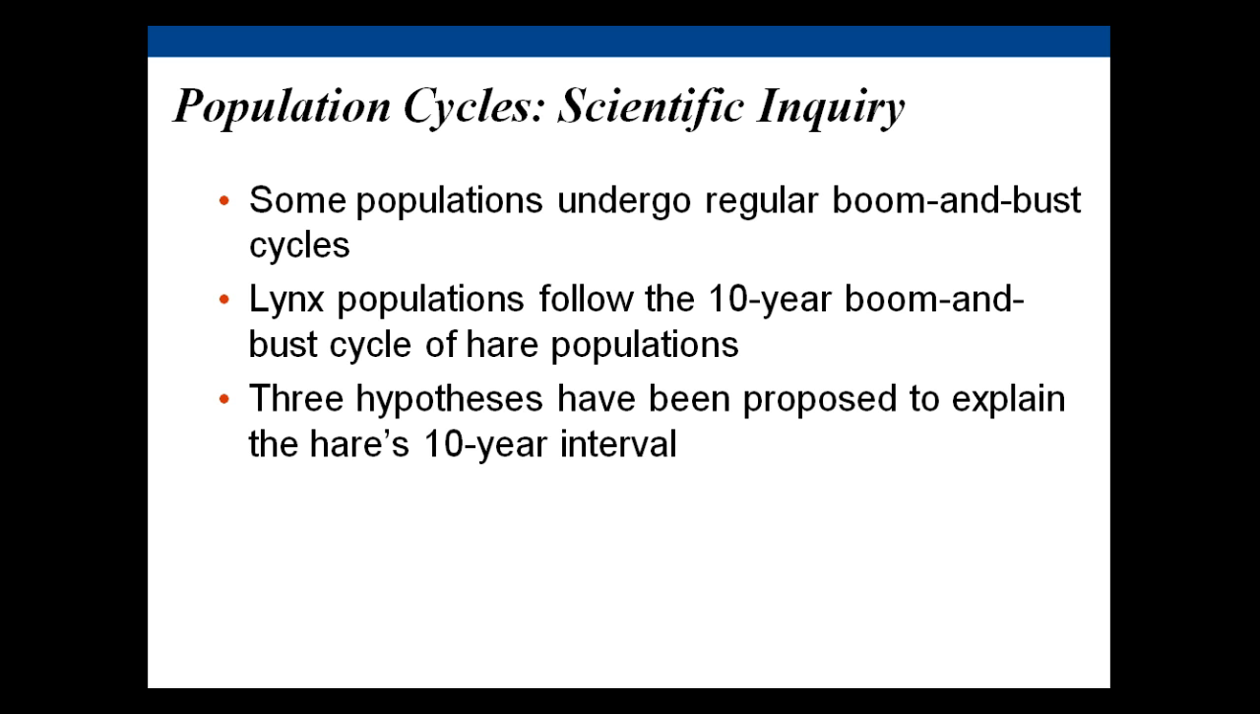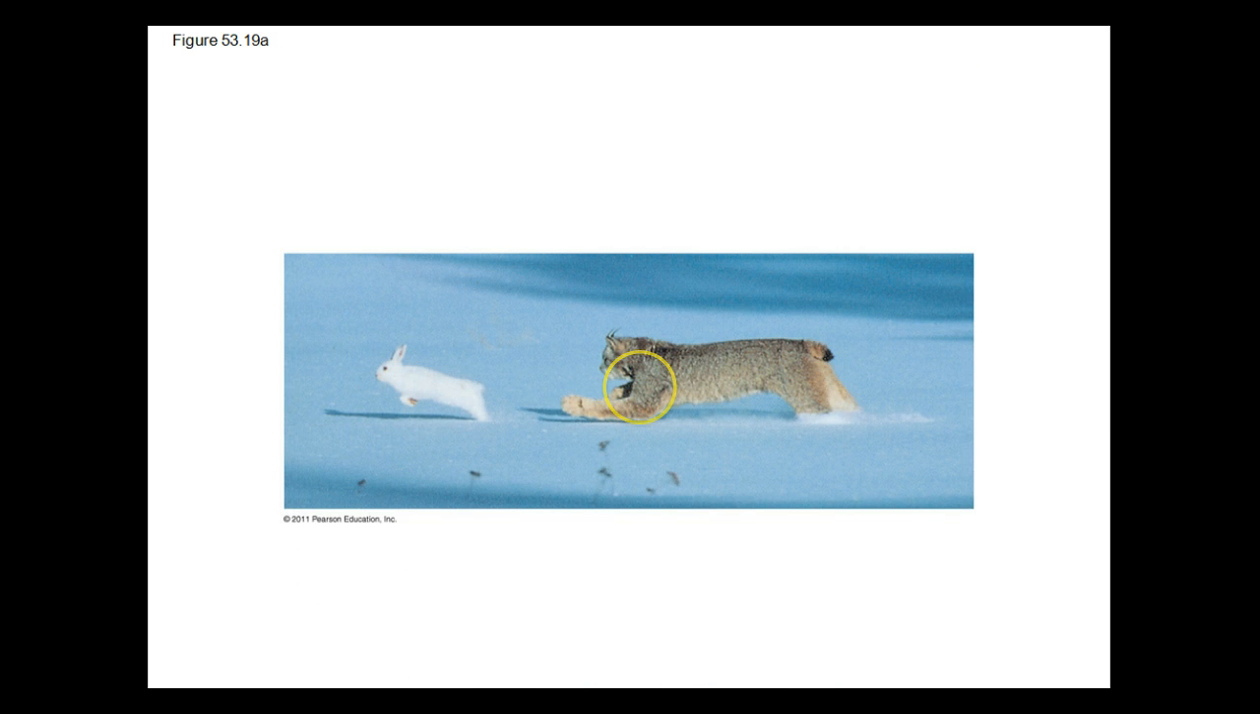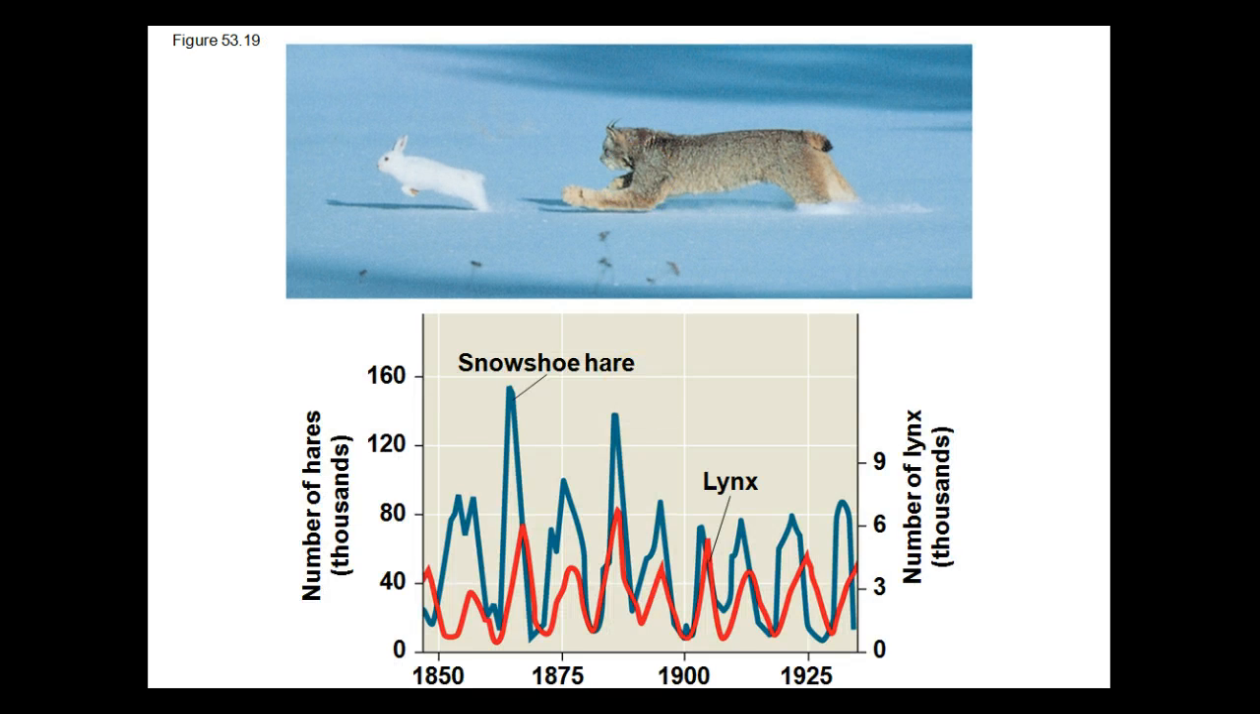Okay. Some populations undergo that boom and bust cycle. The lynx population, for example. So you want to look over a long period of time with the snowshoe hare, which is what I mentioned before. Look at this, 1850 to 1925.